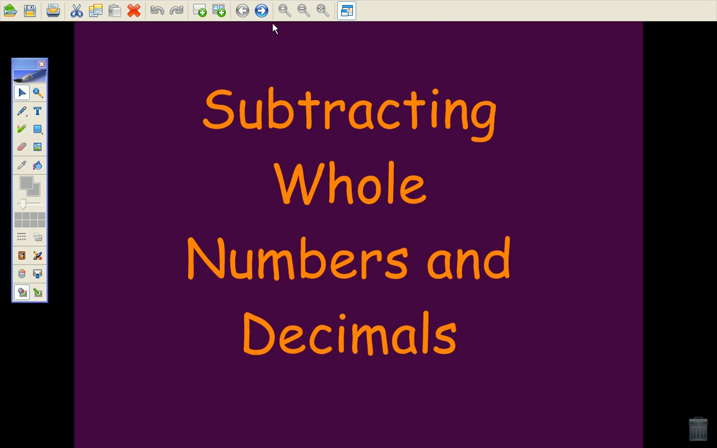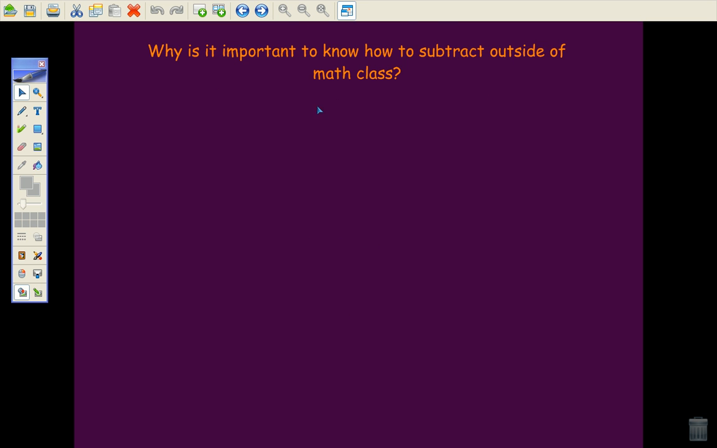Subtracting whole numbers and decimals. We're now going to shift our thinking from addition to subtraction, and the question that was posted in class today is, why is it important to know how to subtract outside of math class?